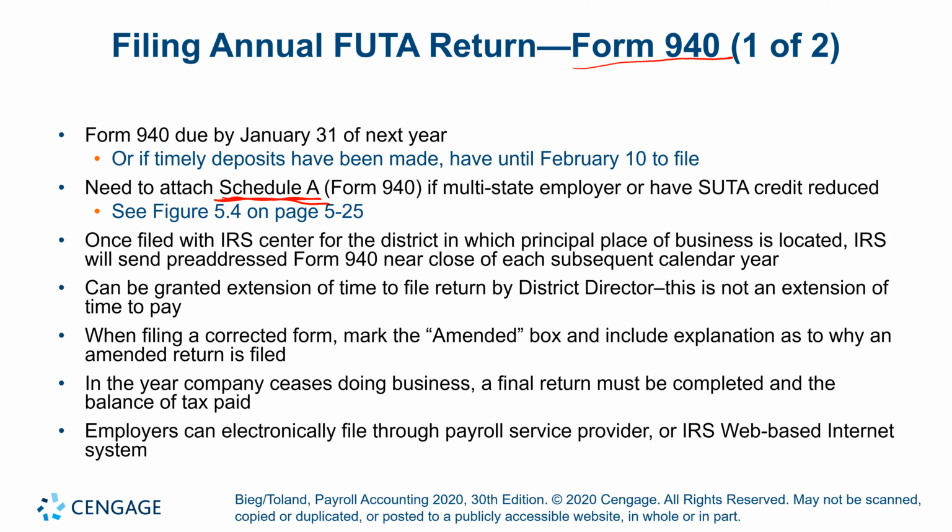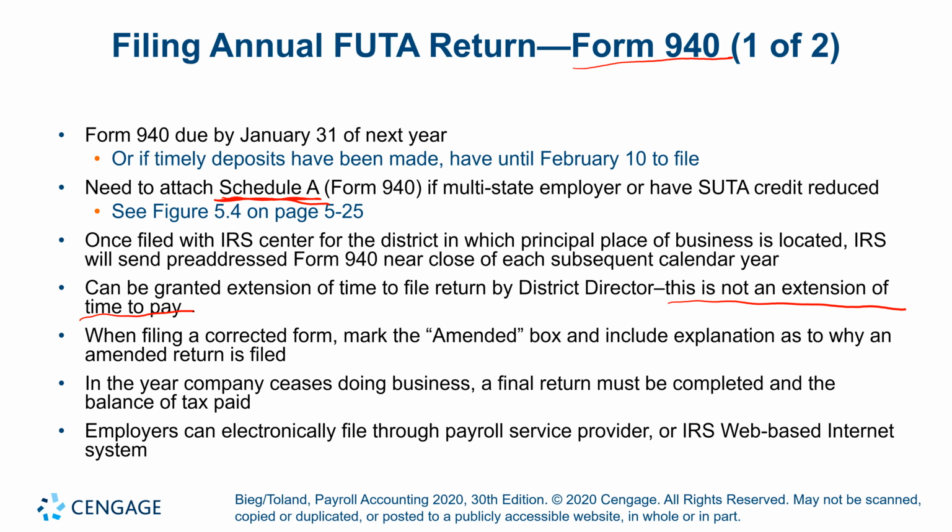Once filed with the IRS center for the district in which the principal place of business is located, the IRS will send a pre-addressed Form 940 near the close of each subsequent calendar year. An extension of time to file the return can be granted by the district director. However, this is not an extension of time to pay.